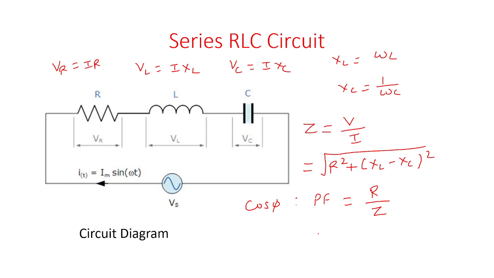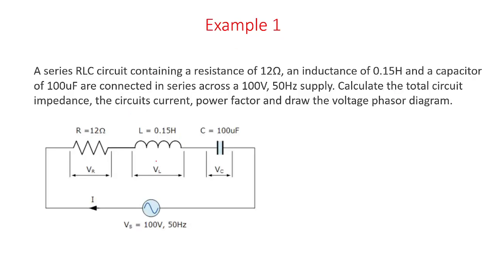So here we'll see a different case of the series RLC circuit example. In the previous video, we were given the resistor, inductor, and capacitor, and also the supplied voltage. The question asked us to find the impedance, circuit current, power factor, and voltage phasor diagram. For the explanation, you can go through the video linked at the top of this video, where you can see the solution of that example.